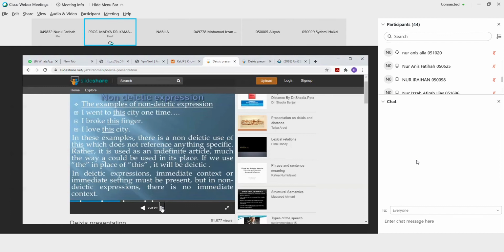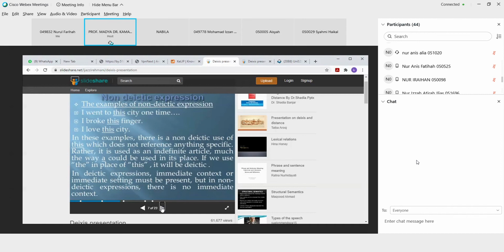For example, "I went to this city one time." It's not very specific. I went to a city. "I broke this finger." I broke a finger. "I love this city," for example. So "this city" actually is not very specific. In deictic expression, immediate context or immediate setting must be present, but in non-deictic expression there is no immediate context.